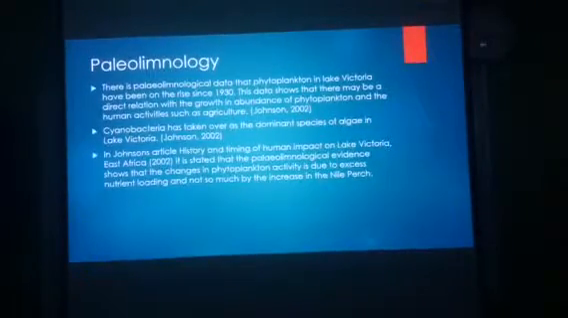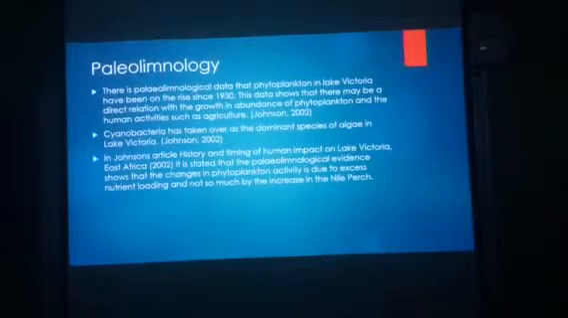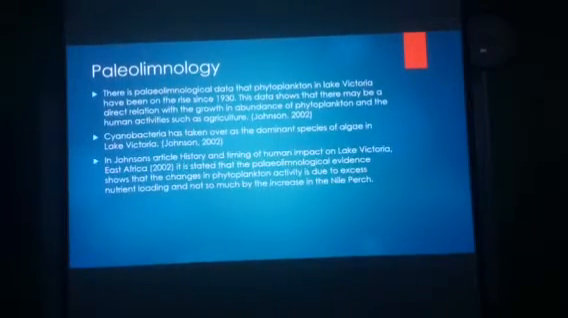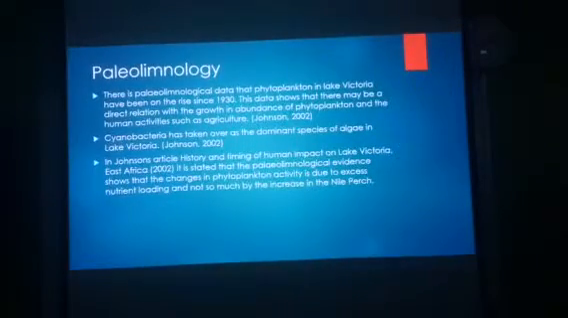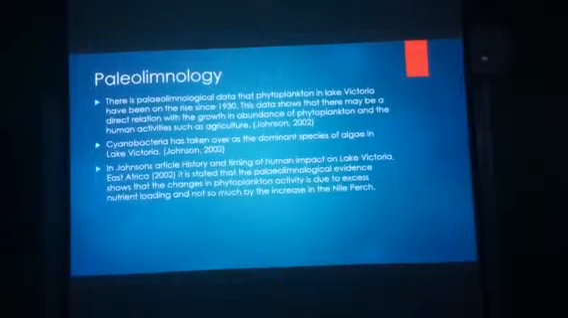Paleolimnology. There is paleolimnological data that phytoplankton in Lake Victoria have been on the rise since 1930. This data shows that there may be a direct relation with the growth and abundance of phytoplankton and human activities such as agriculture. Cyanobacteria has taken over as the dominant species of algae in Lake Victoria.